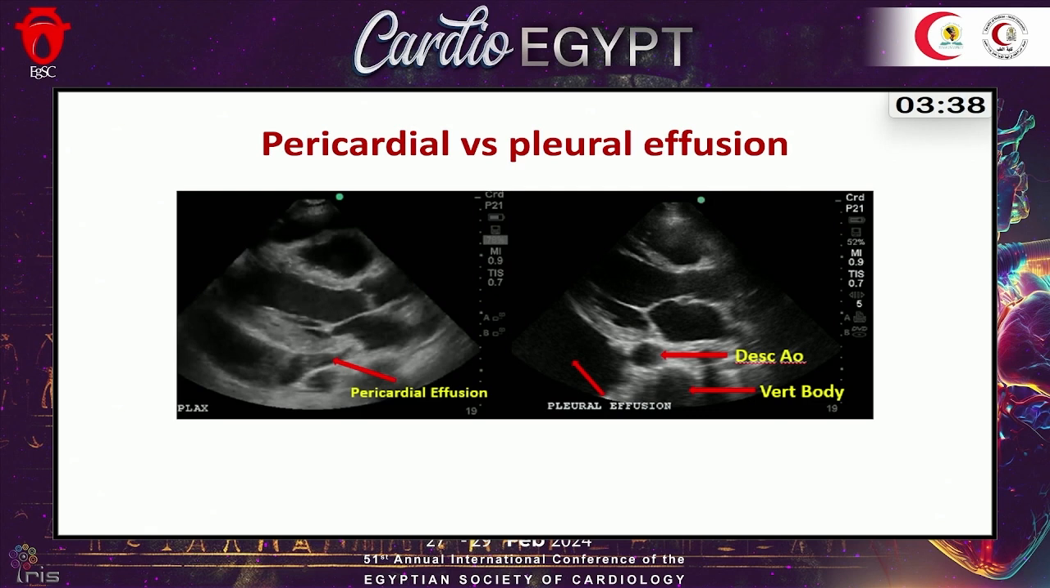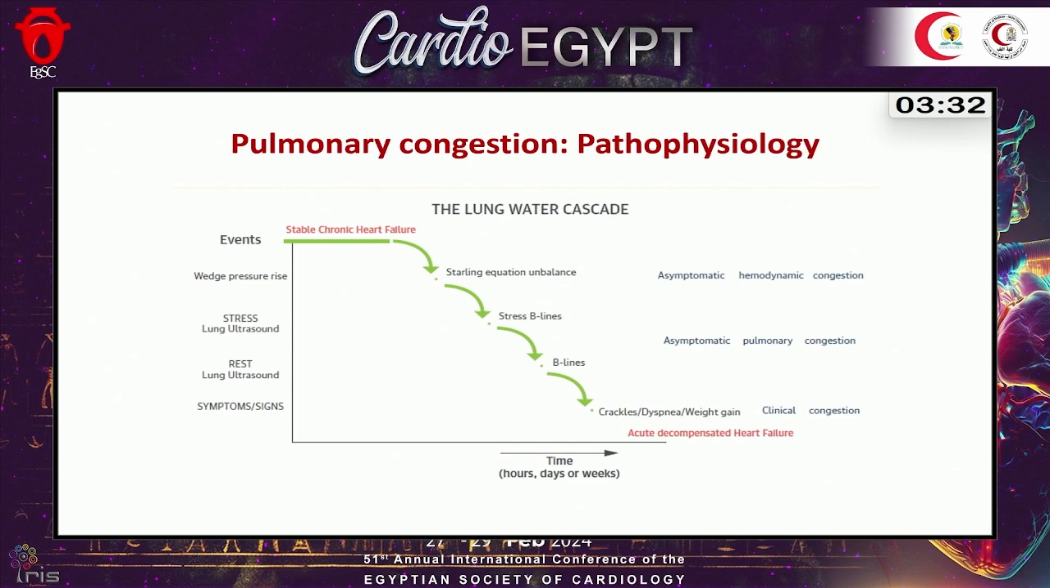If it's pericardial, then the descending aorta is spaced or distanced from the cardiac silhouette. So when we look to the pathophysiology of pulmonary congestion, we know that there is what is called the lung water cascade. Initially, the patient is equilibrated by the Starling mechanism in the phase called asymptomatic hemodynamic congestion, when the left ventricular end diastolic pressure and the capillary wedge pressure are elevated.